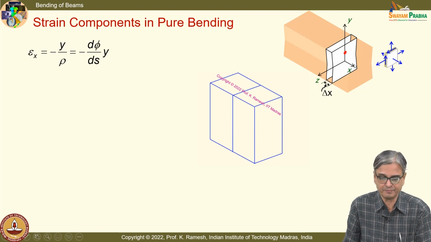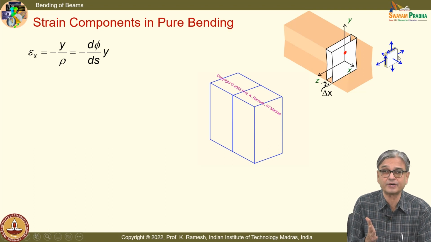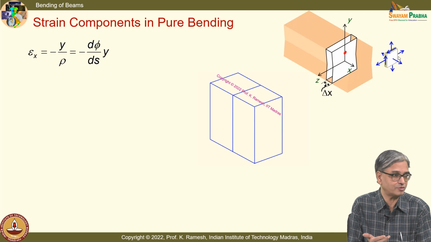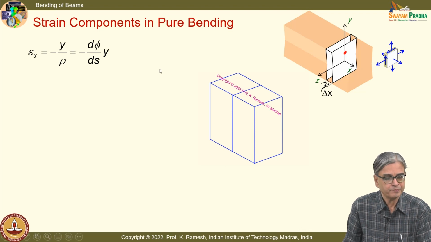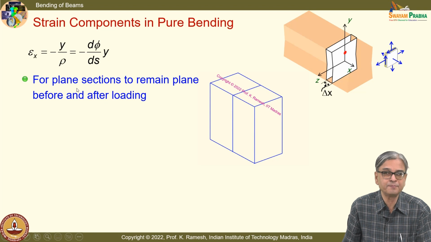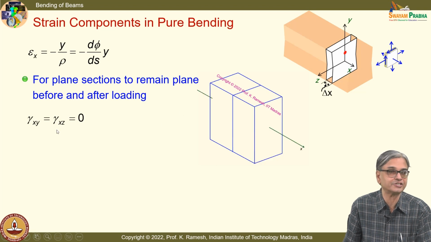So, I have the same beam. I am considering a small element. I have taken a point of interest here, and I assume that it has the stress components indicated like this. We will have to find out which of the stress components are 0, which we can assume them to be 0. Fine. And you have an important symmetry condition. Plane sections remain plane before and after loading. That implies gamma xy and gamma xz are 0, which you can appreciate only when you see this animation.